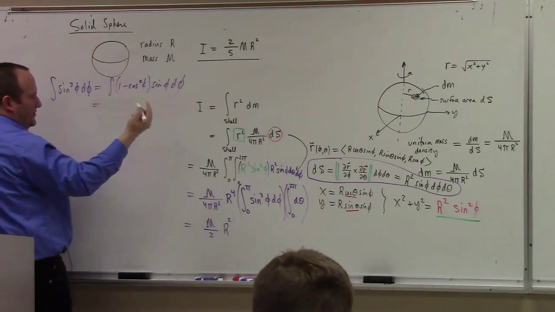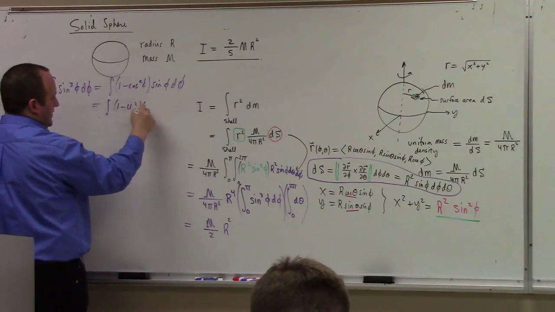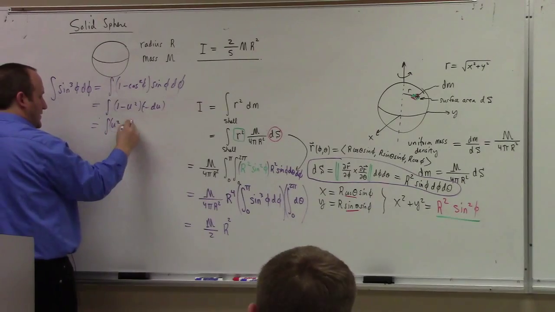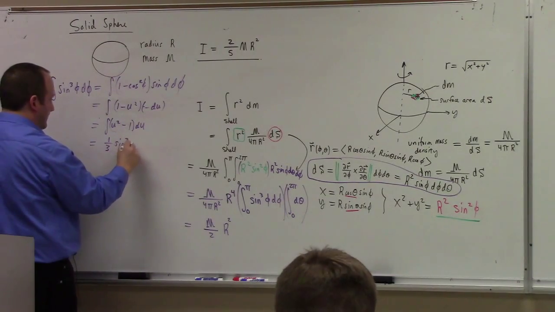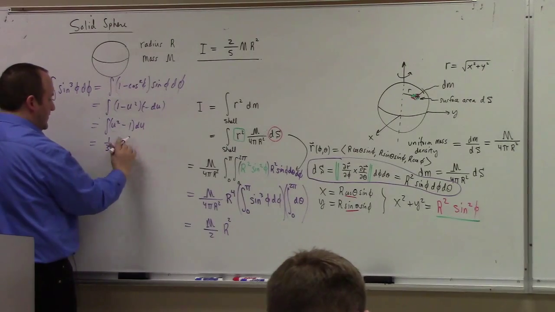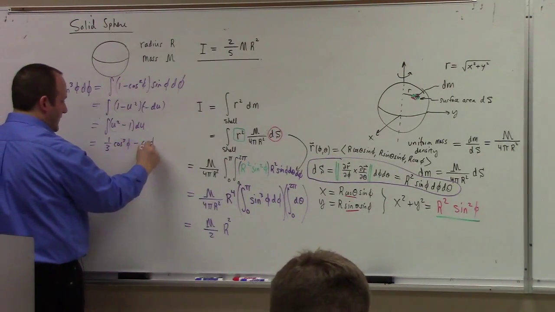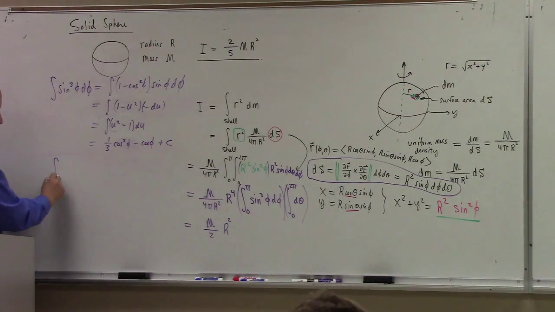So let's see, we're making the u equals cosine substitution. You get 1 minus u squared times minus du. This gives me the integral of u squared minus 1 du, which gives me 1/3 cosine cubed phi minus cosine phi plus a constant. I'm supposed to integrate this from 0 to pi.